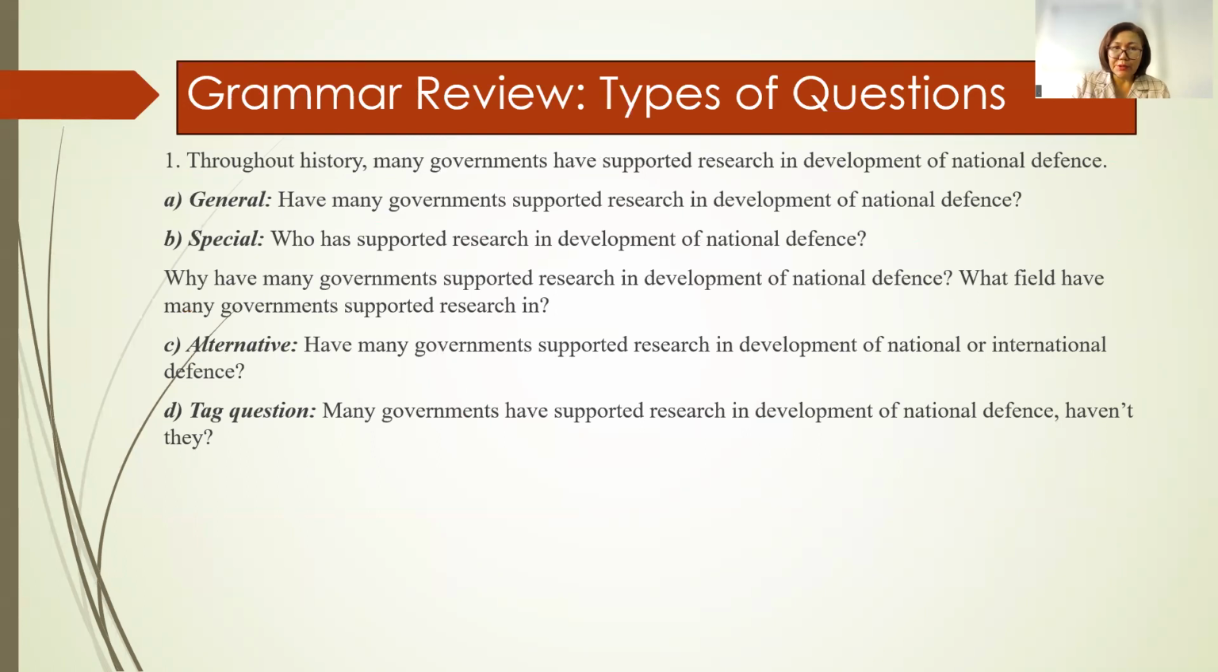The second type of question is the special question. A special question usually starts with question words like who, why, which, and so on. For example, who has supported research and development of national defense? Why have many governments supported research and development of national defense? Another type of question is the alternative question. How many governments supported research and development of national or international defense?